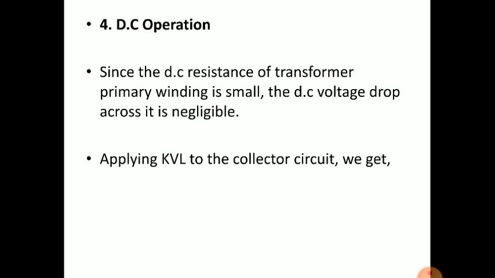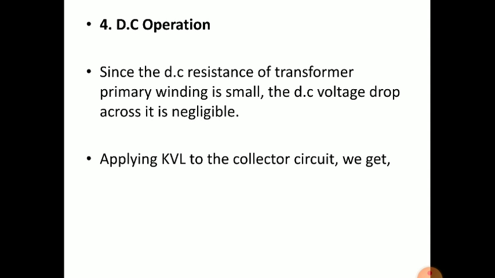Now moving on to the operation. First, see the DC operation. The DC resistance of the transformer primary winding is small, because the winding is made up of a conducting wire which ideally has zero resistance. In practice it has a very low value, around 1 or 2 ohms.